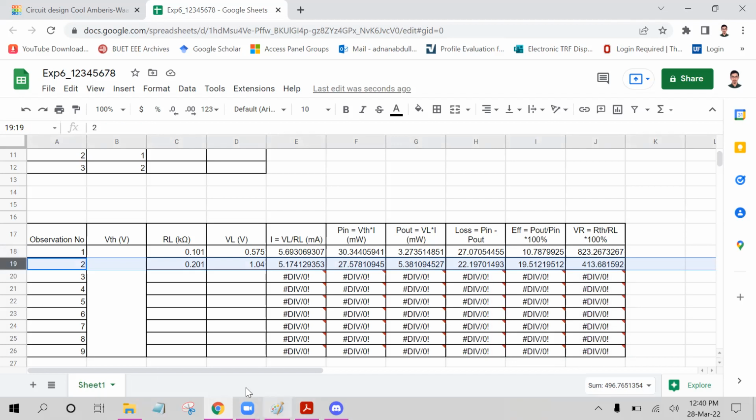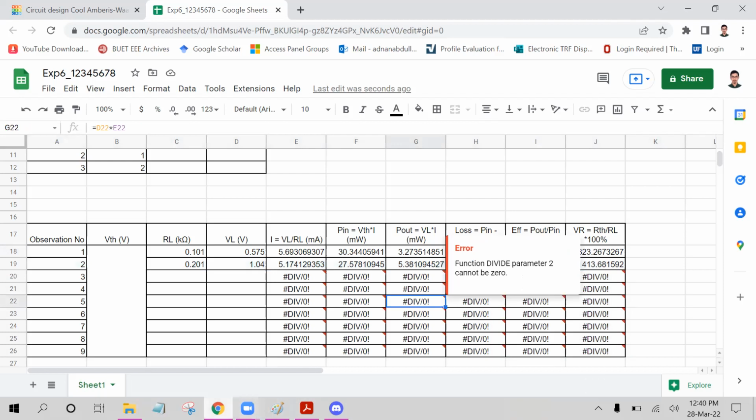So, last task for today. Everyone, please be attentive. You do not need to complete this graph right now. I am just putting some dummy values here to demonstrate how you will draw the graphs in Google Sheet. Okay, so let me just put some dummy values here.